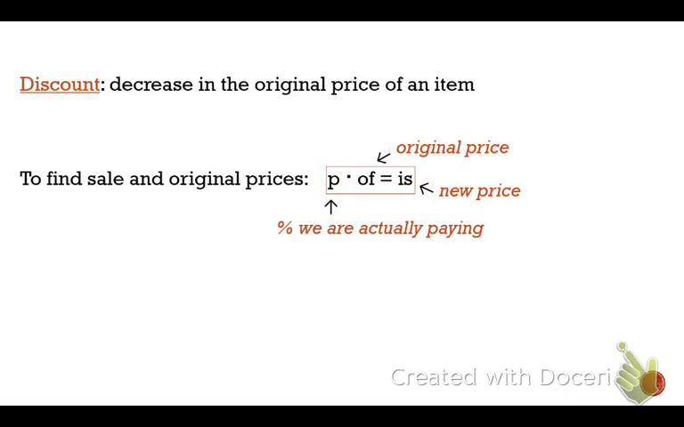All right, so let's say that you get a discount on something. Do discounts make us happy or sad? Happy. It makes us very happy, and here's what a discount is. It's a decrease in the original price of an item. So it means the price goes down, which makes us very happy.